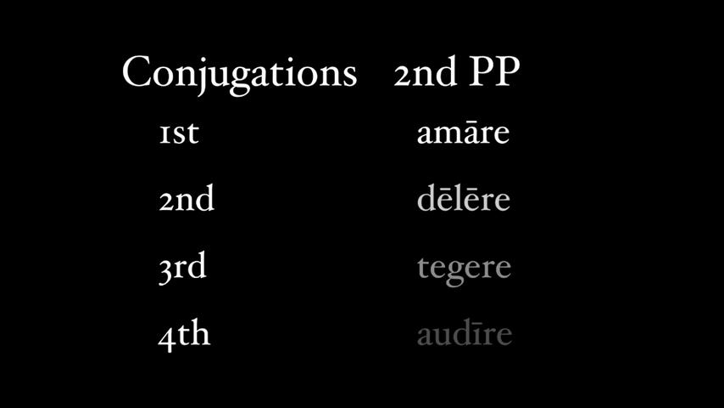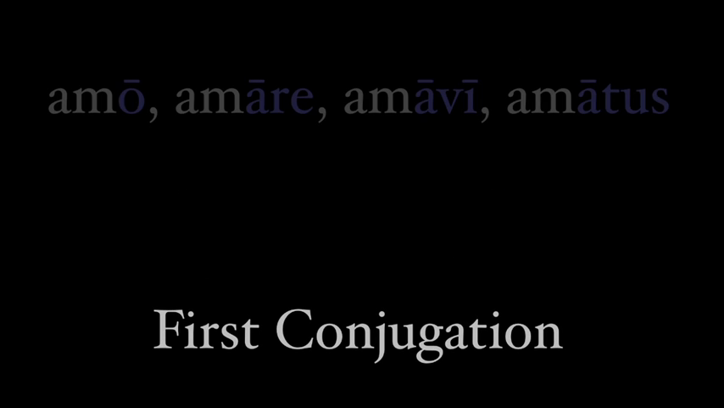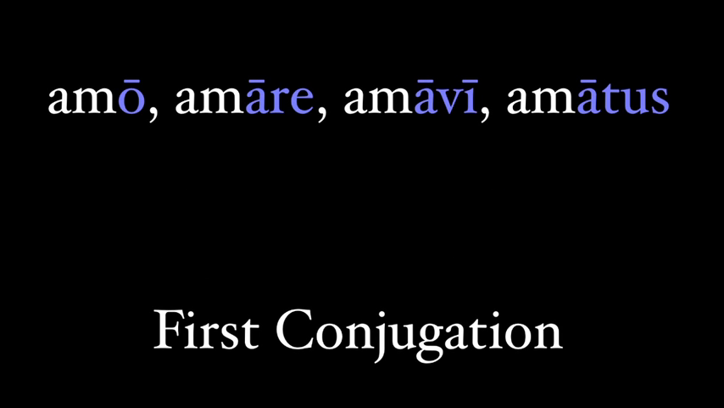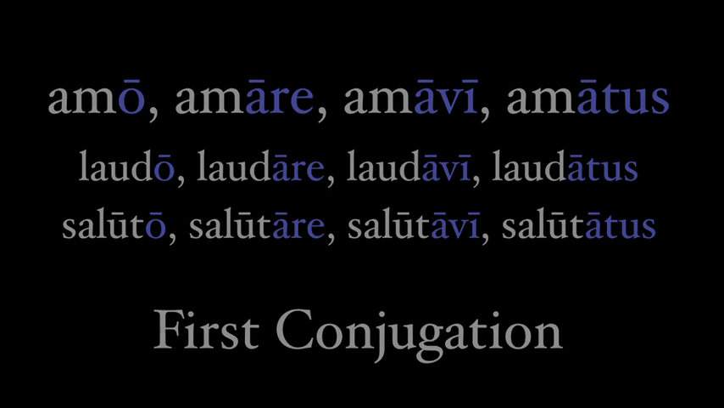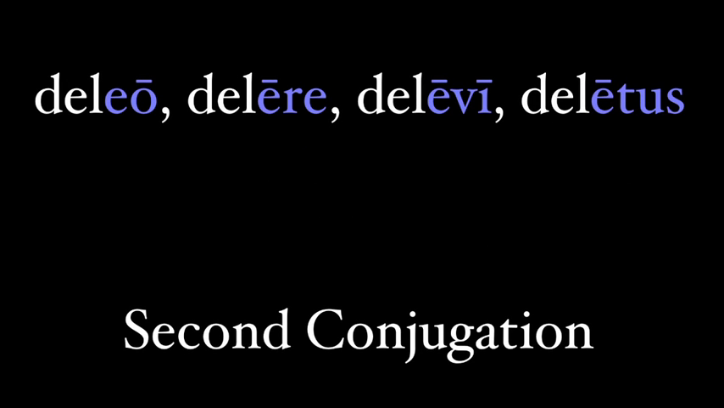So the question is, do the different types of verbs have any sort of patterns to them? Latin has 4 main groups of verbs called conjugations. We sort the verbs based on the ending of the second principal part. Verbs in the first conjugation end in a long ARE, like amo, amare, amavi, amatus. And if you look at the principal parts for many of these verbs, they will end in an O, ARE, AVI, ATUS. Second conjugation verbs end in a long ERE, like deleo, delere, delevi, deletus.